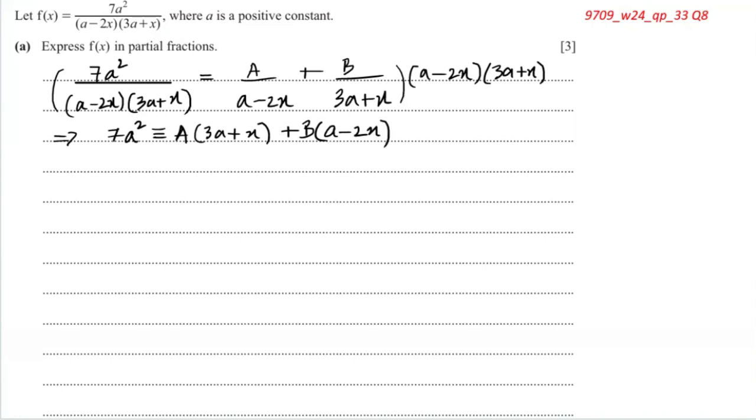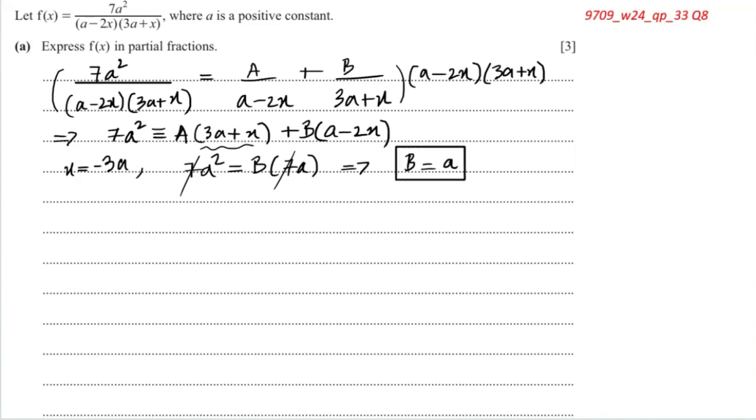Okay. Now, what will make a bracket 0? If I take x equals negative 3a, this will make this term 0, and I can get 7a squared equals B times (a minus 2 times negative 3a). So that's a plus 6a. That's going to be 7a. So my final answer for B will be, 7 cancels 7, and a squared divided by a. It's a constant, remember, it's not a variable. So B will be just the letter a.